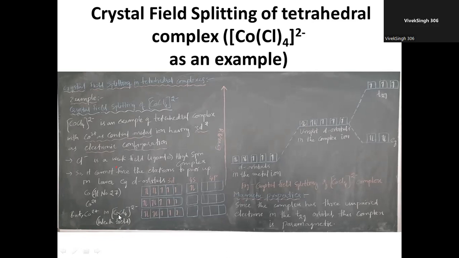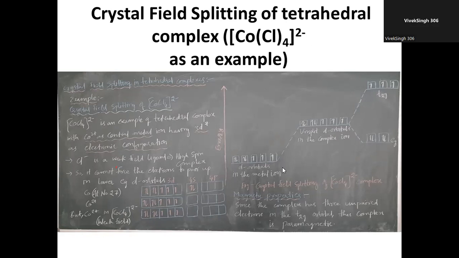In the Co2+ ion of the CoCl4 2- complex, Cl- is a weak field ligand. Here we are able to see that in a spherical field, the energy of d orbitals is increasing, whereas in a tetrahedral field, they are splitting into Eg and T2g orbitals. Eg orbitals are down, whereas T2g orbitals are on the upper side. So this is an example of a tetrahedral complex.